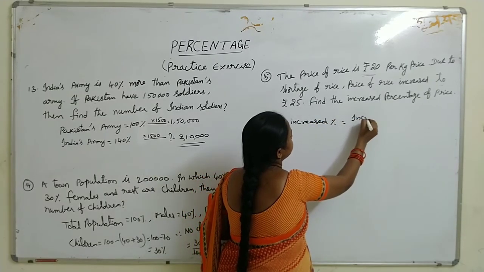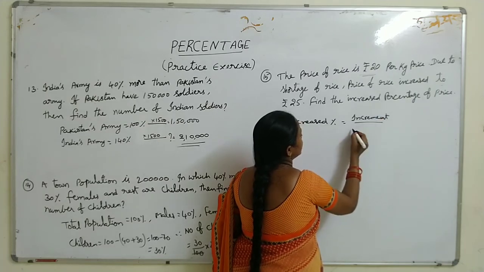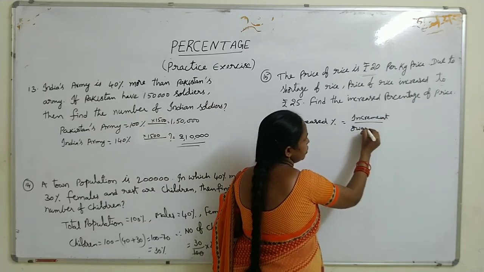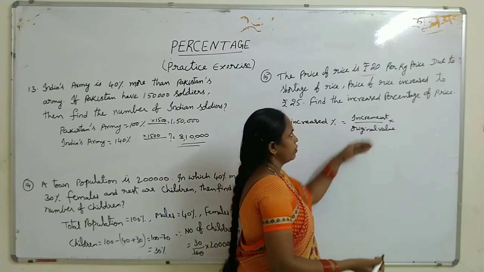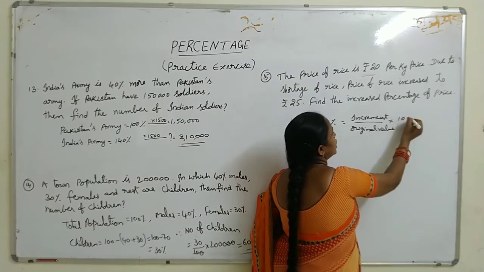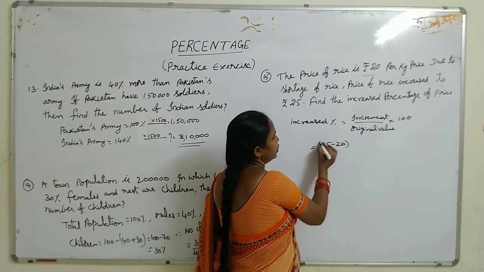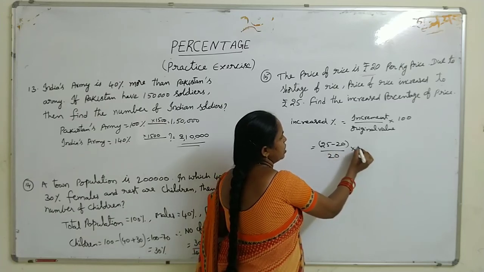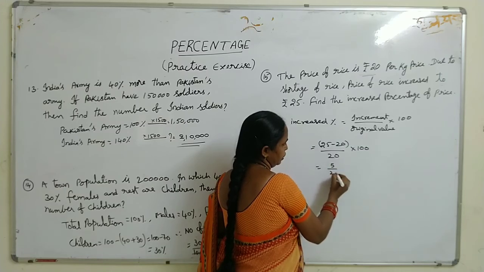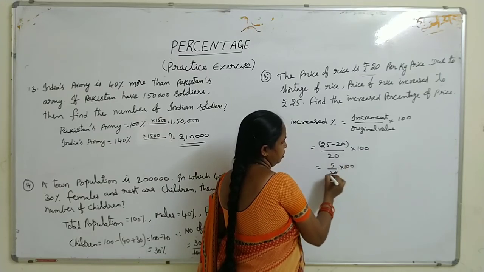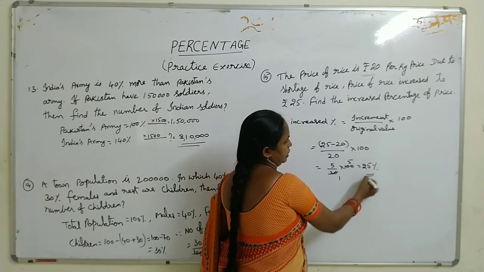increment by original value, or initial value, starting value, into 100. Here the increment is 25 minus 20, and the initial value is 20, into 100. That equals 25 minus 20 by 20 into 100. That is 5 by 20 into 100, 5 5s are 25%.